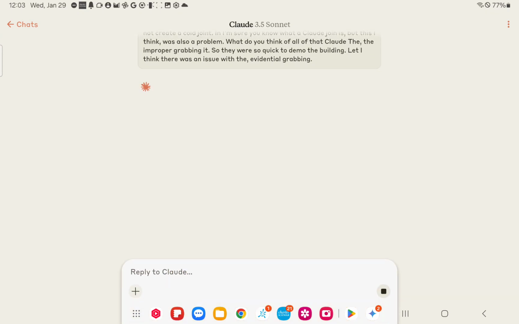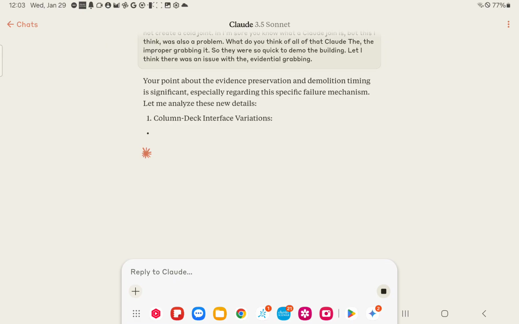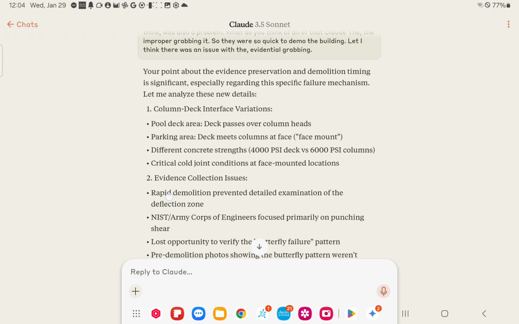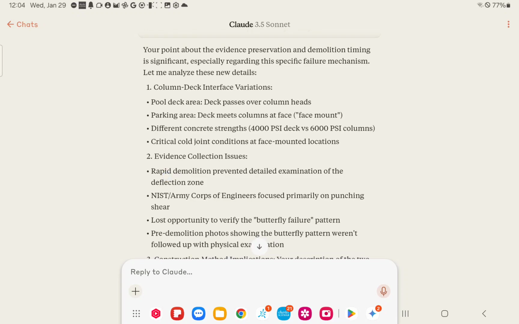Let's see what we got here. Your point about the evidence preservation and demolition timing is significant, especially regarding this specific failure mechanism. Let me analyze these new details. 1. Column deck interface variations. Pool deck area. Deck passes over the column heads. That's right. Parking area. Deck meets columns at face mount.